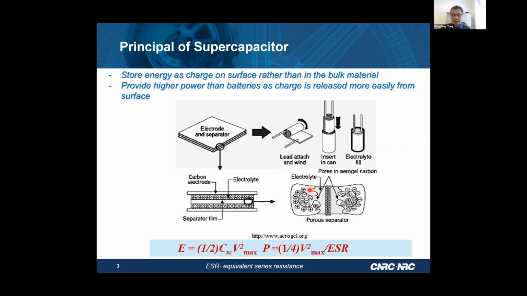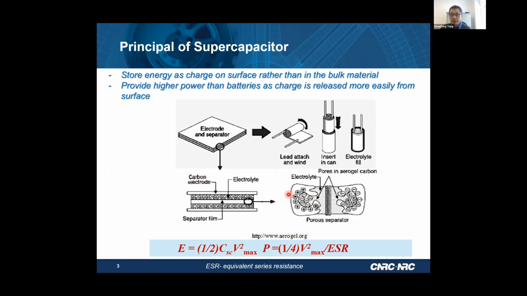So if you look at the detailed structure, actually, the activated carbon has very large surface area. And typically, per gram of activated carbon, you consider thousands of square meters of surface area. So instead of storing charge inside the material, the supercapacitor stores charge only on the surface of the material. Because it's stored only on the surface of the material, it can release the charge very quickly.